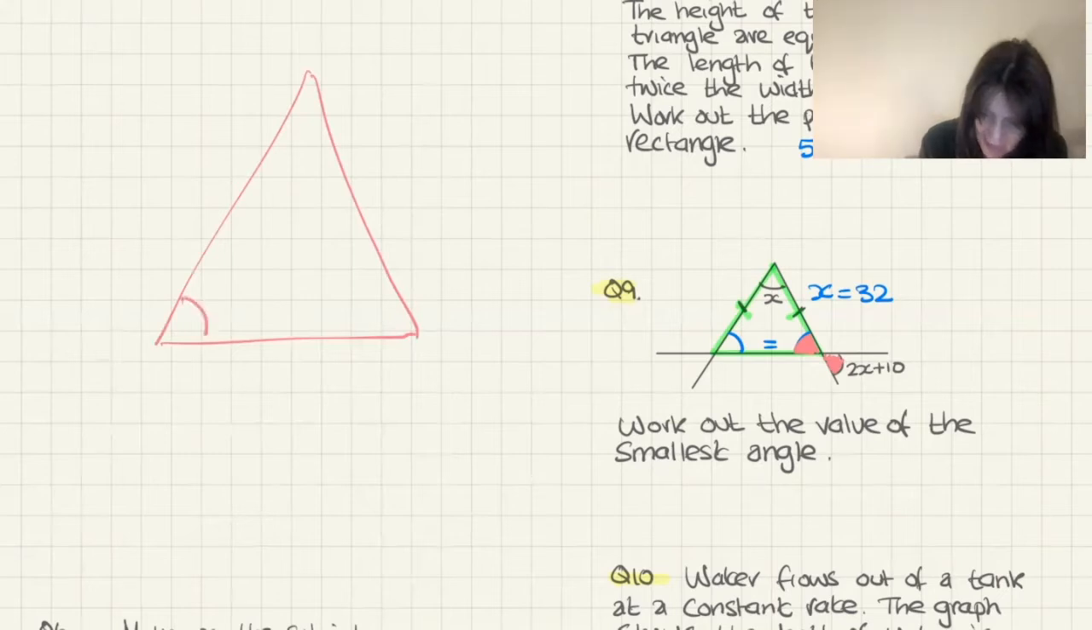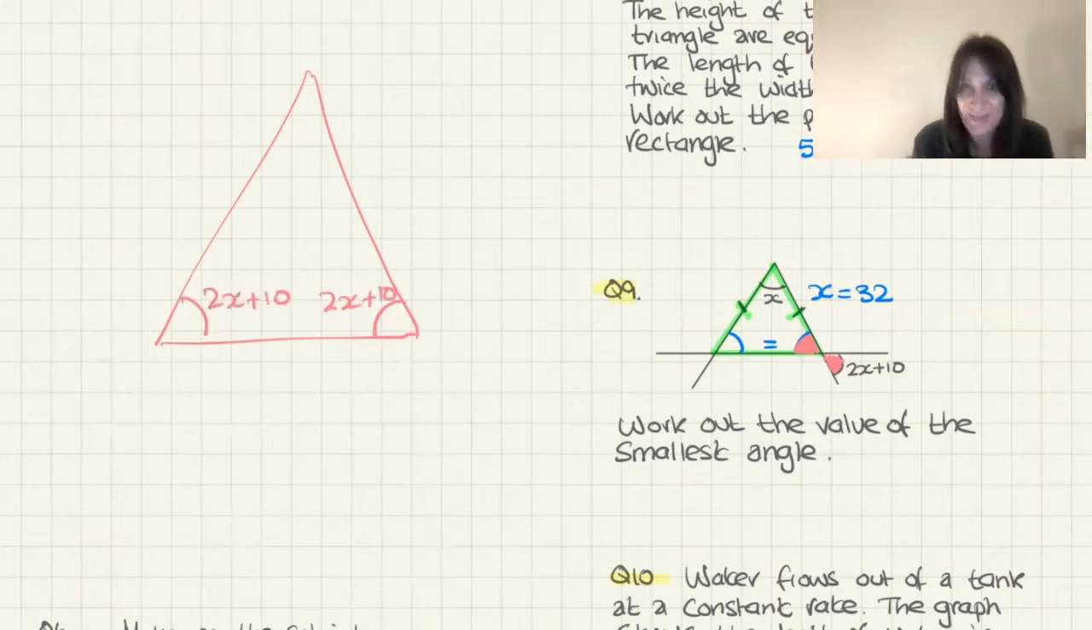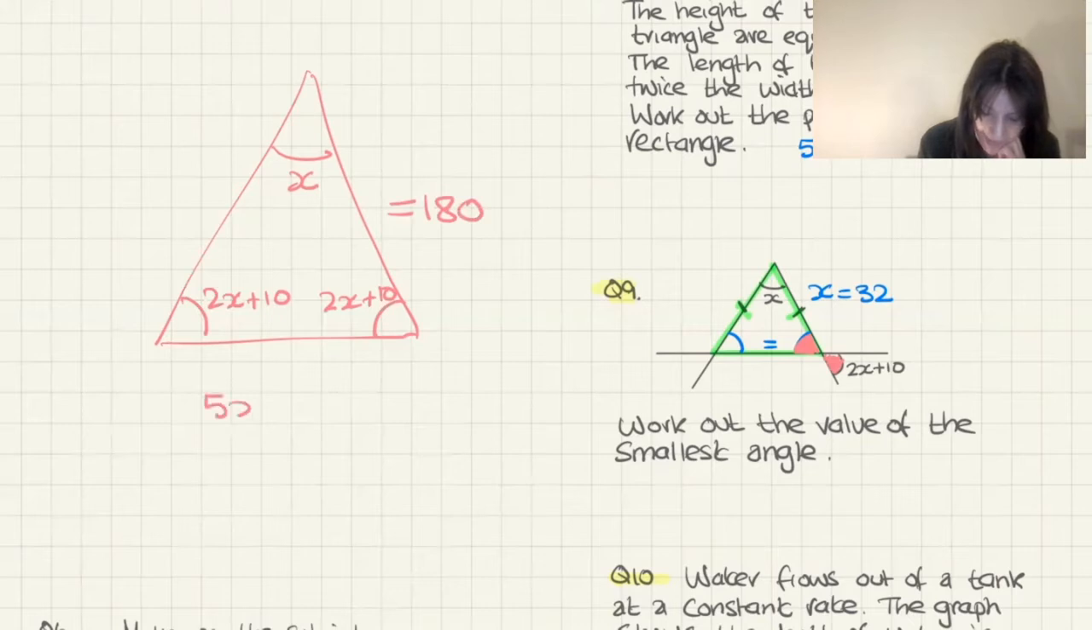So what I've actually got is, I'm going to draw it huge, so I've got plenty of space to write in it. I know that that angle there is 2x plus 10. I know that is 2x plus 10 because it's an isosceles triangle, and I know that is x. Now I can start to form an equation. I know that the angles in a triangle add up to 180. So I've got 5x plus 20 equaling 180.